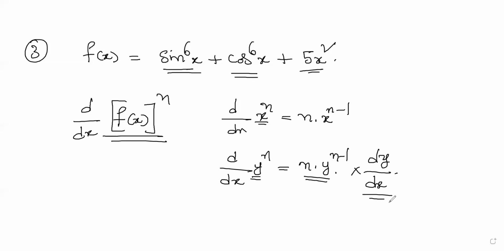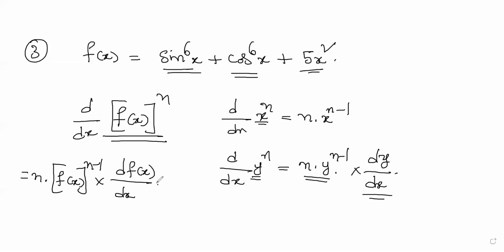If you know this technique, then maximum 90% of the derivatives can be solved. I'll tell you why. d by dx of y power n is n into y power n minus 1 into dy by dx. That's the extra thing. Suppose you have f of x whole power n: you write n into f of x whole power n minus 1 up to here, multiplied by the derivative of f of x. As simple as that.